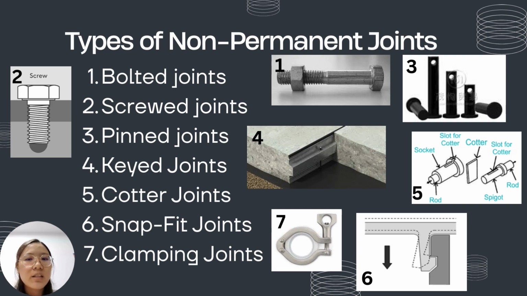The key joint uses a key to connect a shaft and hub. Quarter joint uses a quarter pin to fix the rods and shaft. The snap fit joint uses a flexible plastic feature that snaps into place. And for the last one, clamping joint uses clamps or rings to hold the components together.